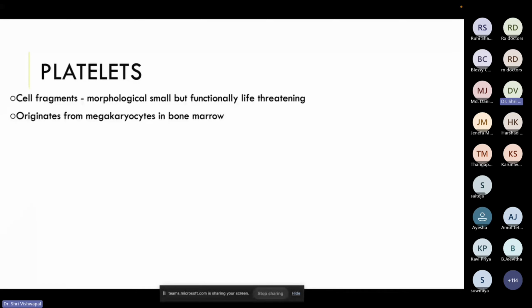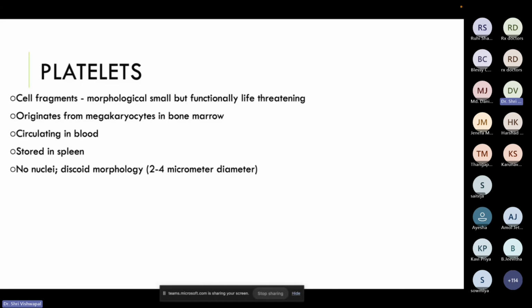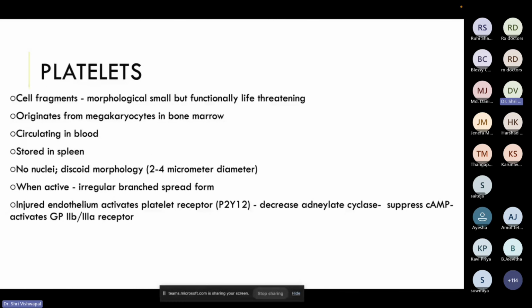And as we discussed before, it originates from megakaryocytes in the bone marrow, and it gets circulated in the blood, and it is stored in the spleen. Platelets don't have any nuclei, so they have a discoid morphology, which is around 2 to 4 micrometers in diameter. And when activated, it spreads into irregular branches. So this is how the platelet gets attached to the injured vessel.